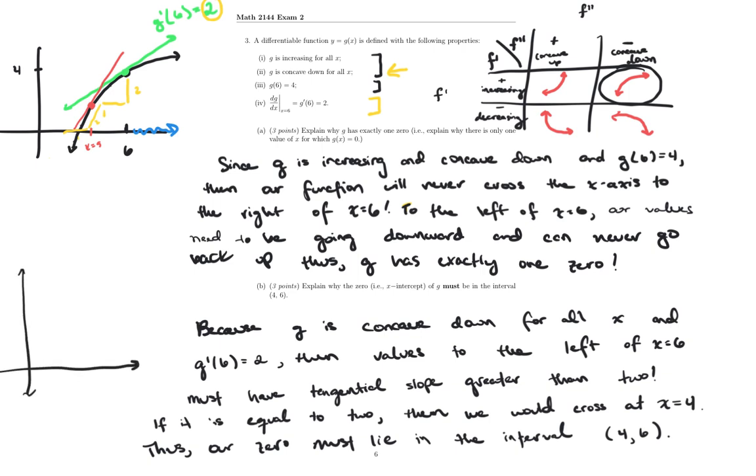And maybe we can even draw a picture of what this would look like. In this instance, it's very similar to the first one, but just to be very clear for the reader, here's x equals 6, okay? And here's x equals 4, right? And it would look something like this, because g prime of 6 is equal to 2.